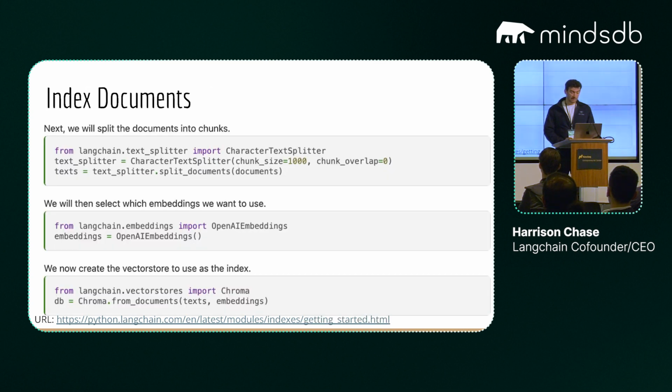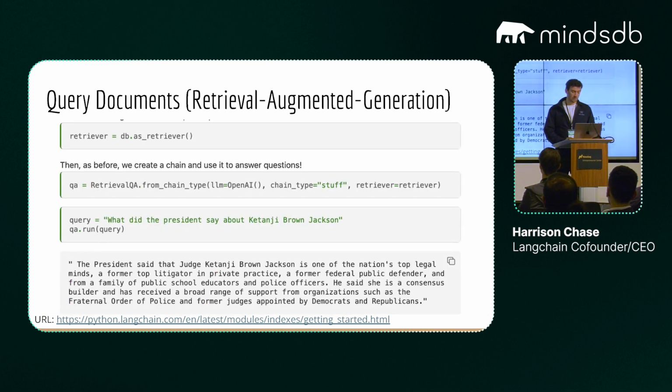You can then index it. So this is creating the vector store. It's four lines of code plus a few import statements, and the different components here, the text splitter, the embedding model, and the vector store are all swappable. And then this is what it looks like to query it.